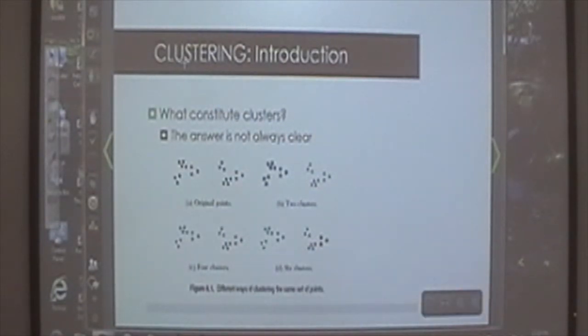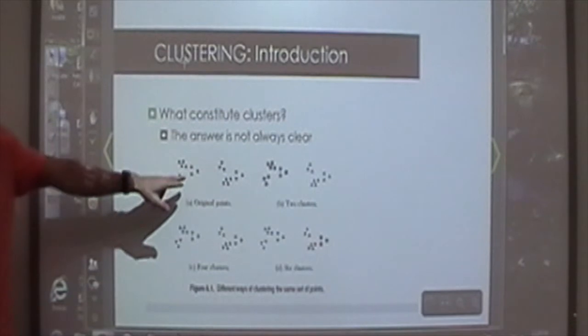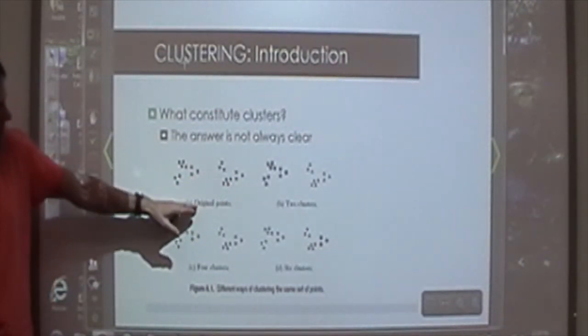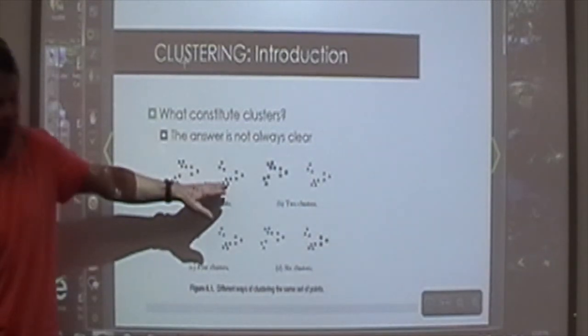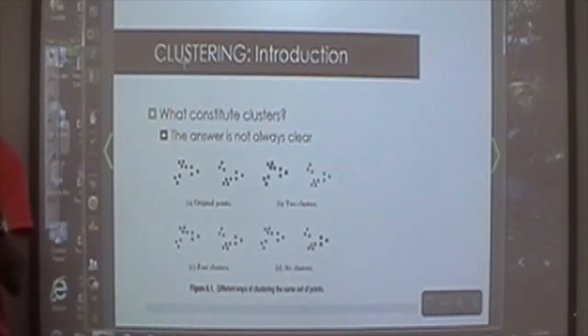So, part of the difficulty is what constitutes a cluster, right? And the answer is not always clear. This is a slide from your text. But basically here you've got original points in part A. You've got a whole bunch of different individual points. They've been graphed in 2 dimensions. And as humans, you can start identifying different clusters, right?